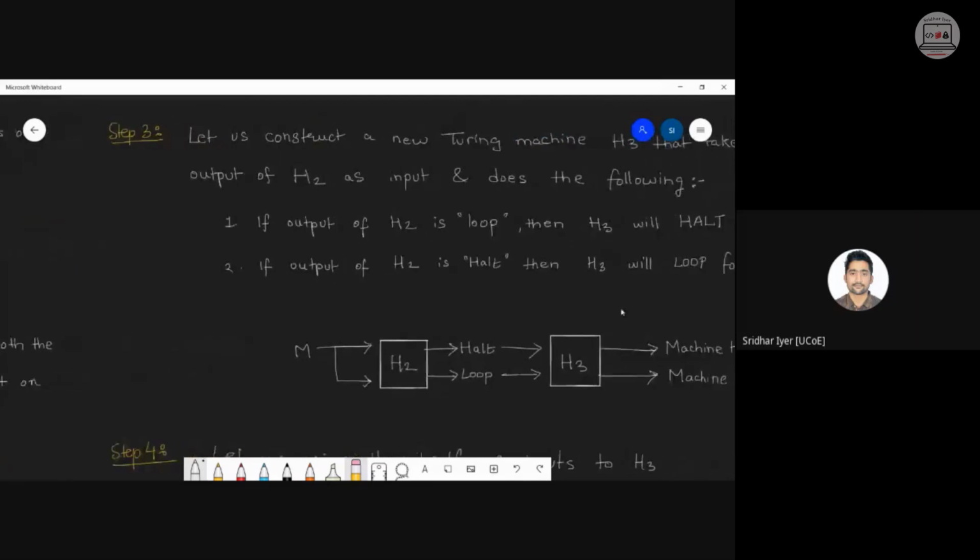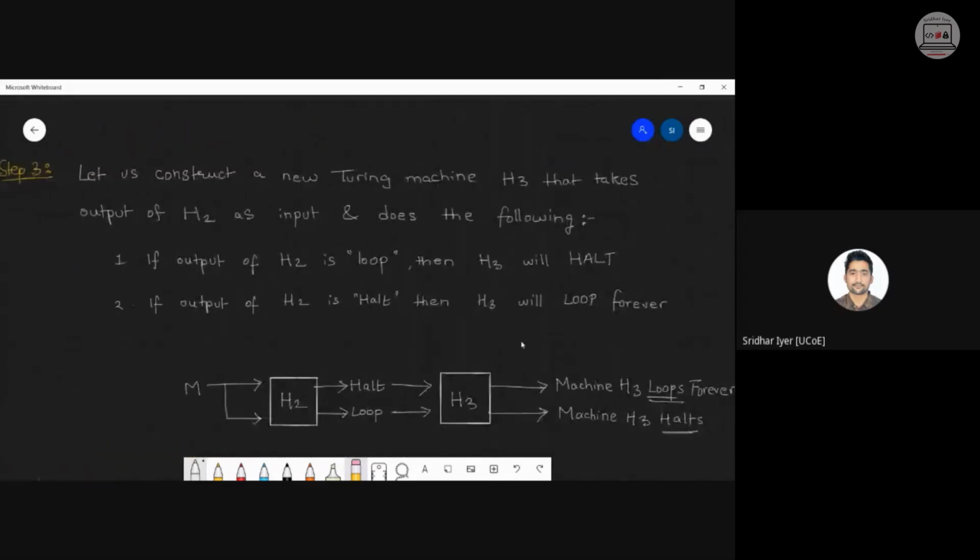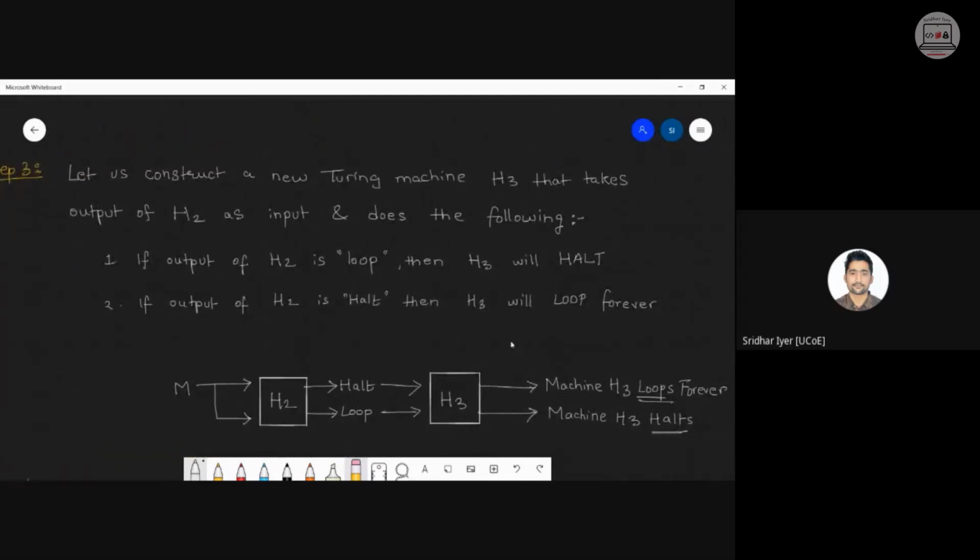So the third step is somewhat like this. Let us now construct a new Turing machine H3. You will come to know why we are doing all of these things, one by one. Let us construct a new Turing machine H3 that takes the output of H2 as its input and does the following. We are creating a new Turing machine H3 which will take the output of the previous Turing machine H2. So all of these are linked.